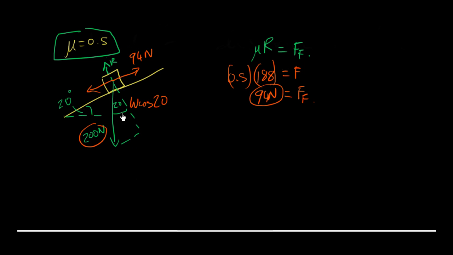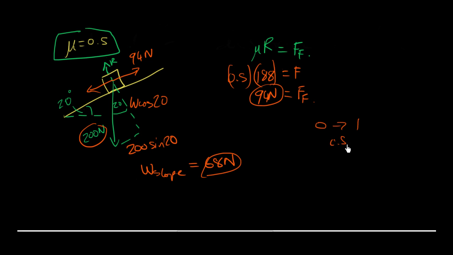So this one down here, it's always W sine, because it's the opposite. So that's 200 sine of 20, and that comes out to be 68.4. So the component of the weight down the slope is equal to 68 newtons approximately, and the friction going up is 94 newtons, because this coefficient of friction, to be honest, is quite big. It's normally between 0 and 1, and 0.5 is quite a sticky surface. So 68 is going down the slope and 94 is going up, so therefore this guy won't slide down.